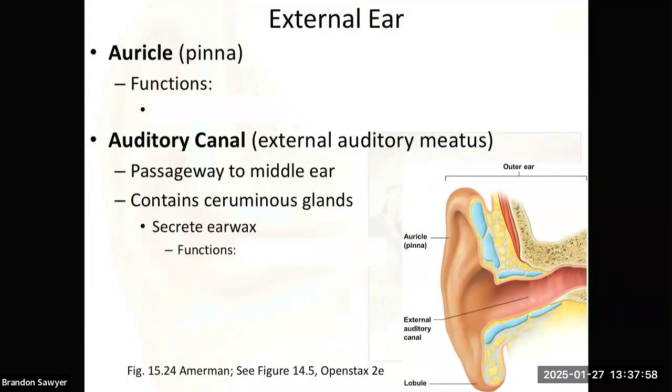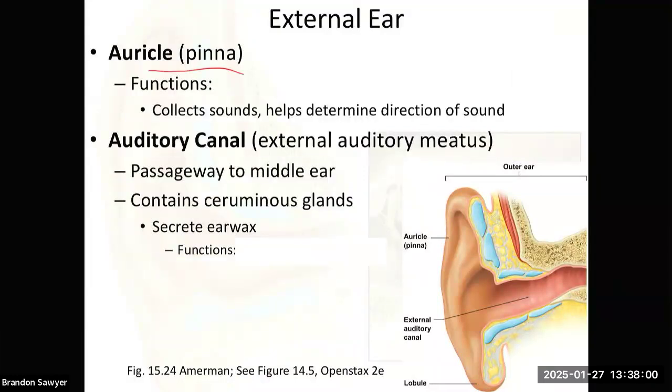The auricle, or the pinna, is just the external part, right? The part that we can see of the ear. It does act as a little bit of a funnel, right? It collects the sound for us. And because of the touch receptors in the ear, it can tell us what direction the sound is coming from, and that can help us know where the sound we're hearing is coming from. Other animals can use this part of their ear a lot better than us, right?